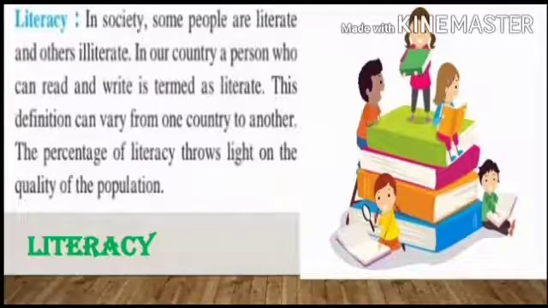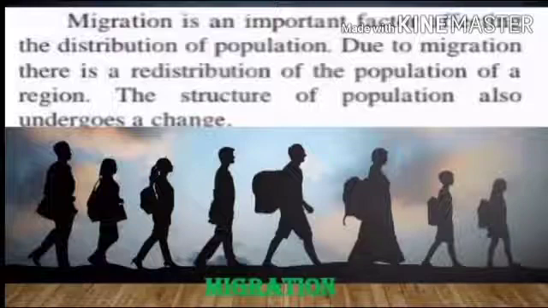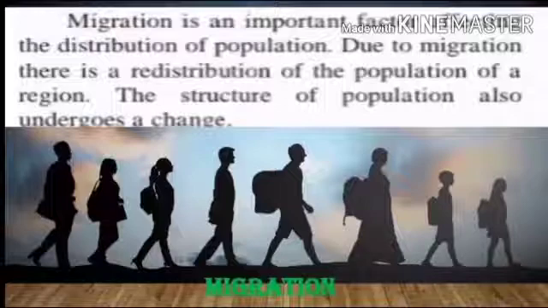Due to migration, there is change in the population composition. There are many kinds of migration. Regions from where people migrate show a fall in population. Such regions show a shortage of manpower. On the other hand, the areas to which they migrate show an increase in population and have a strain on public amenities and facilities.